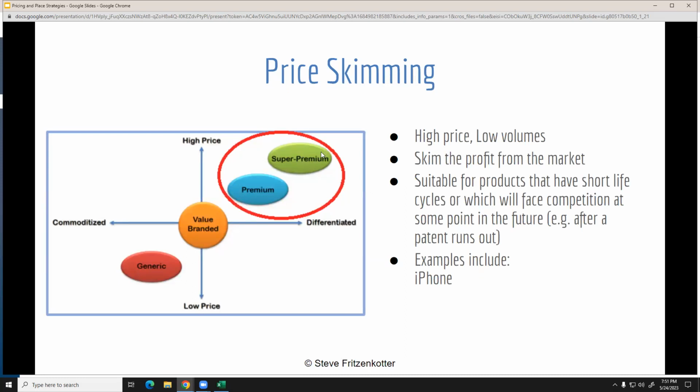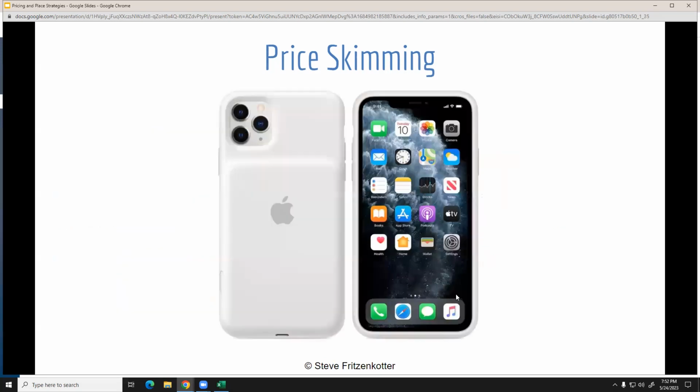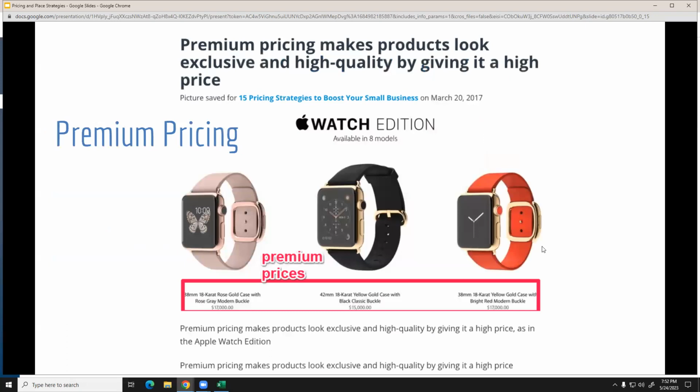Super premium is what we just looked at. Premium would be like the iPhone 14 Pro. Super premium are these products. There's a market. They don't expect to sell a lot of these, but the ones they do, there's going to be very high margins or high profit margins on them.